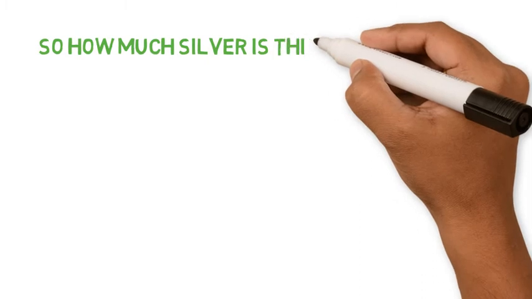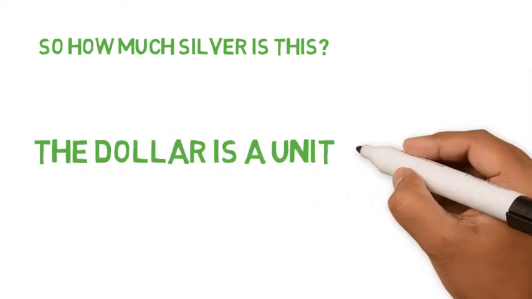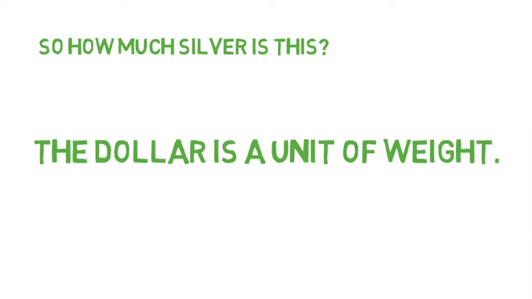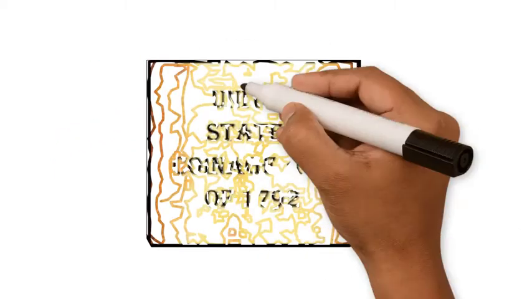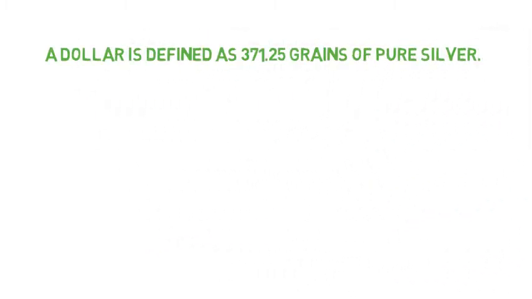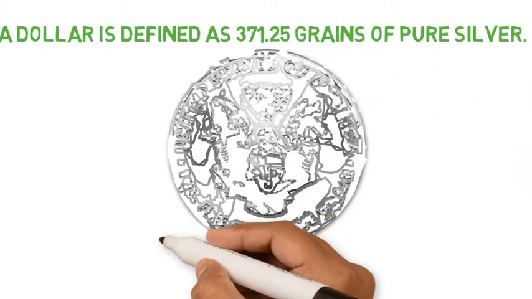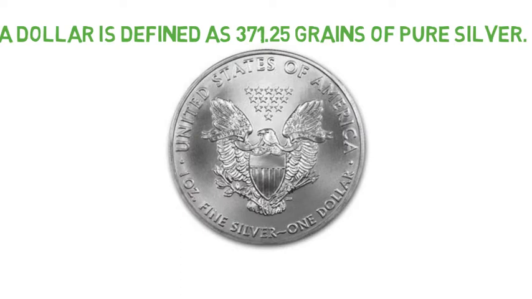Well, it depends on the current definition of a dollar when you try to redeem your silver. What most people don't understand is a dollar is a unit of weight. So once a dollar is defined, the bank knows how much silver to trade or redeem you for your $10 silver certificate. Pursuant to the Coinage Act of 1792, a dollar is defined as 371.25 grains of pure silver. Since 1 ounce equals 437.5 grains, a dollar contains exactly 0.849 ounces of pure silver.